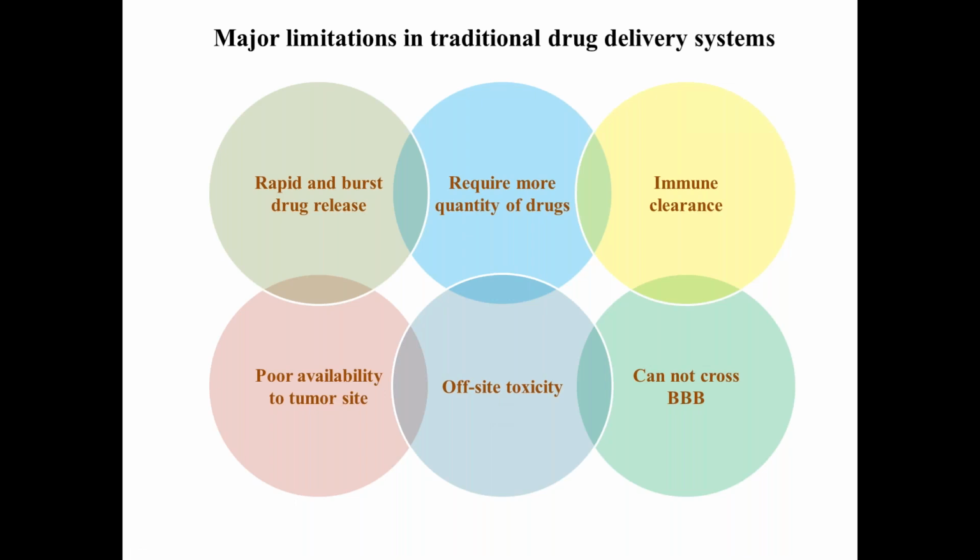Cancer is the leading cause of death, and there are many drug delivery carriers like cationic polymers and many others. But there are some limitations for traditional drug carriers: rapid and burst drug release, they require more quantity of drug, rapid immune clearance, poor availability to the tumor site, off-site toxicity, and they cannot cross the blood-brain barrier.